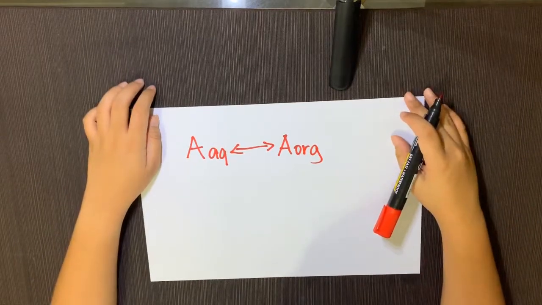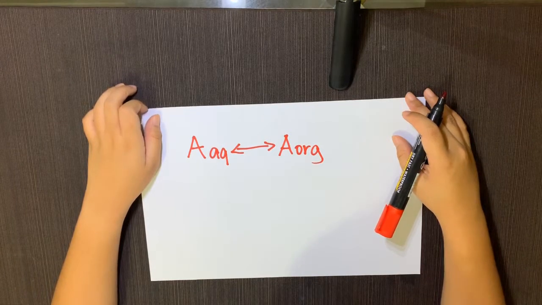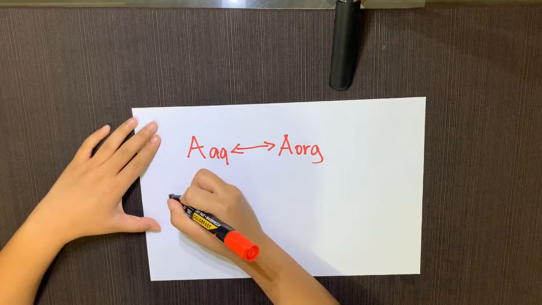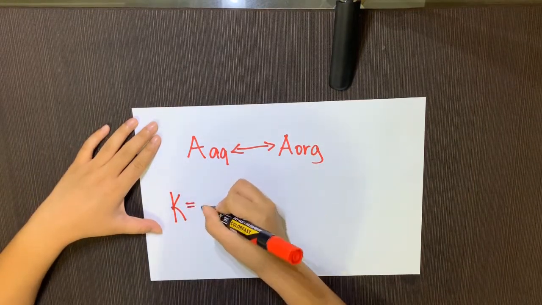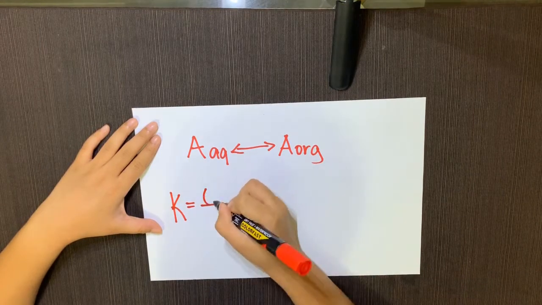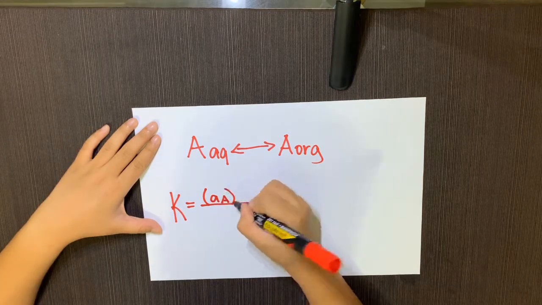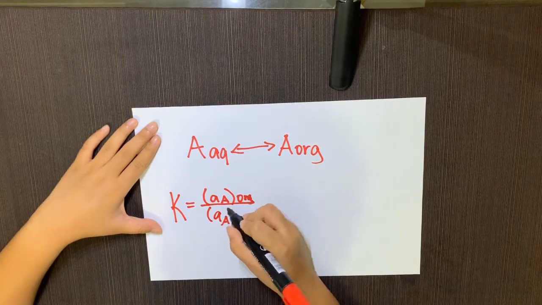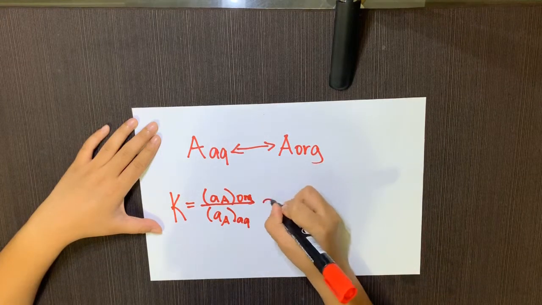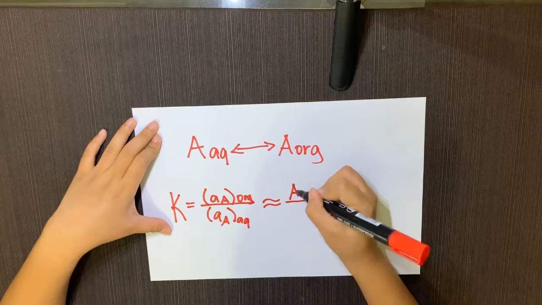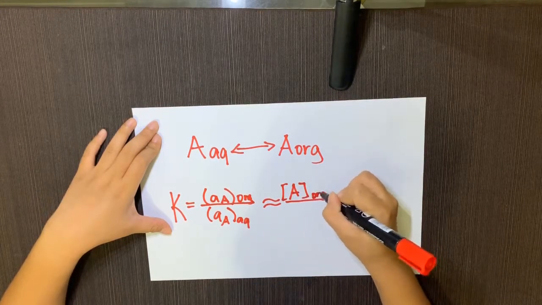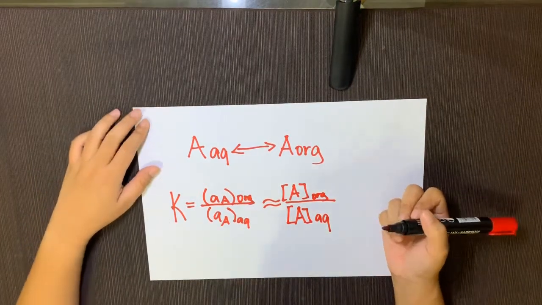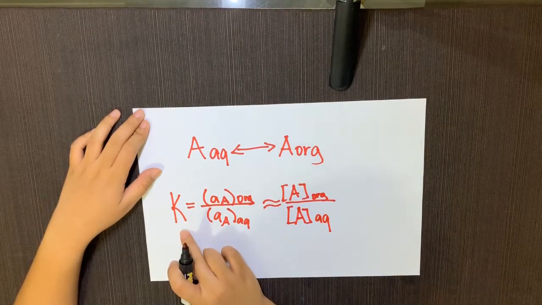The ratio of activities for A in the two phases will be constant and independent of the total quantity of A, so that at any given temperature, the formula will be K equals A organic over A aqueous. Note that the equilibrium constant K is known as the distribution constant.